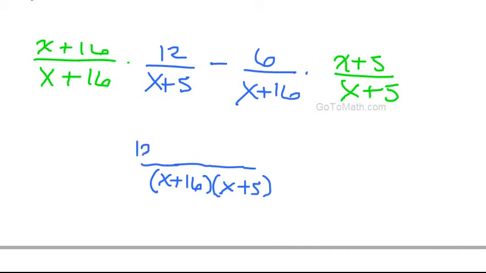And now we're going to go ahead and bring that 12 out front. x plus 16 minus 6 times x plus 5.